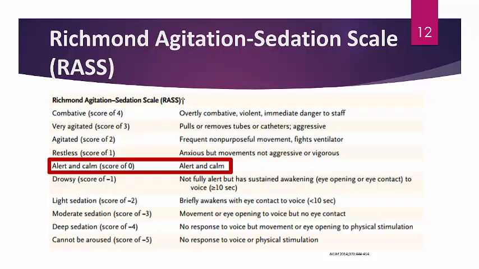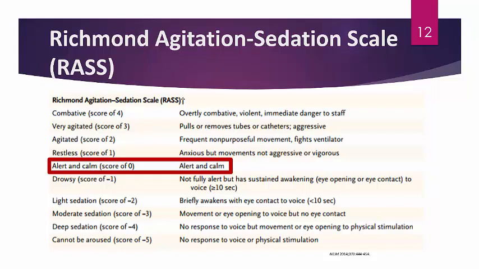As we see here, with a score of -1, you have drowsy, not fully alert, but has sustained awakening, eye-opening, or eye contact to voice for greater than 10 seconds. Whereas the lowest score, which is -5, is no response to voice or physical stimulation. And this can happen as a result of multiple things, some being brain injury and whatnot, but also, and probably more commonly, this may actually be a result of oversedation.